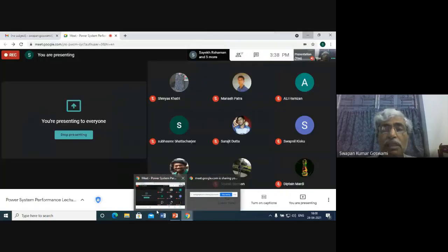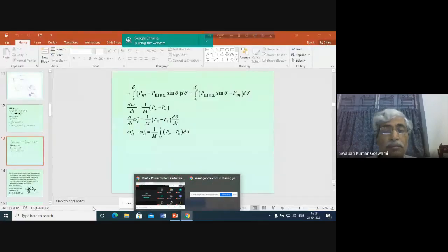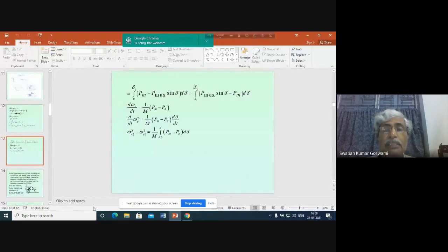The only oscillation is the oscillation of the incoming generator with respect to the infinite bus. From the first swing of these oscillations, we decide whether stability will be maintained or not.